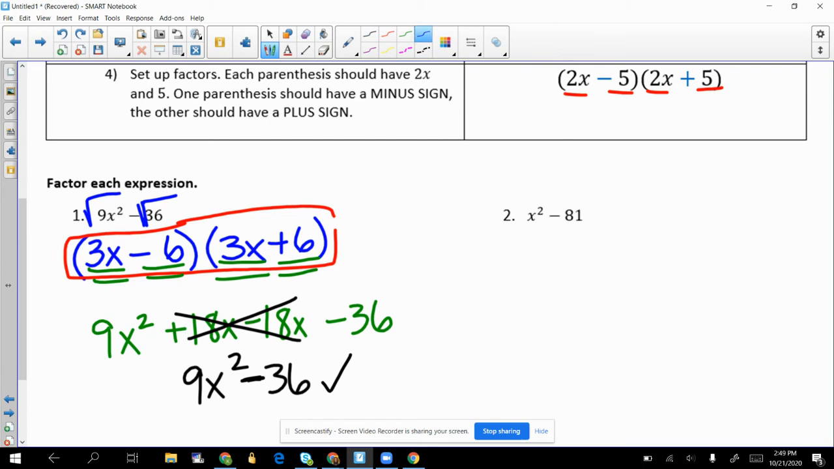Okay, let's try another. In this next one, we have a binomial, we have subtraction, we have x squared, which if we take the square root of is just x, and we have 81, which if we take the square root of is 9. So this would be x minus 9, x plus 9. And that's it. That's your answer.